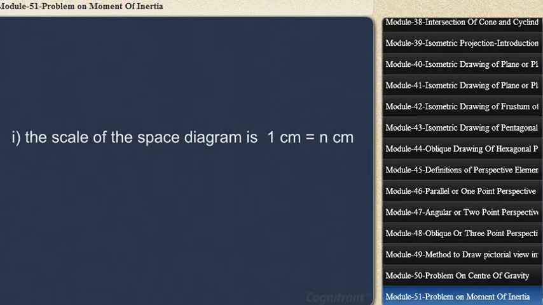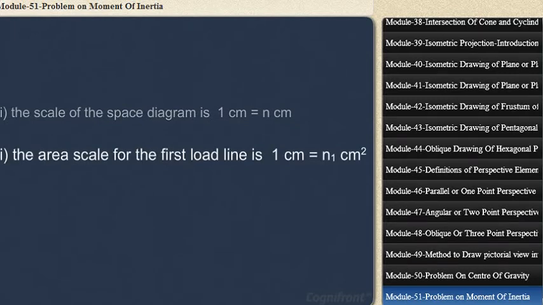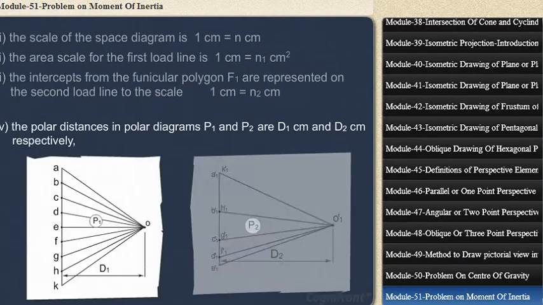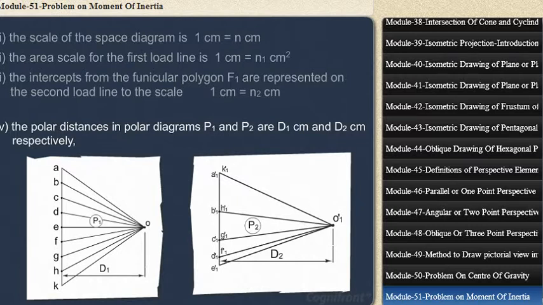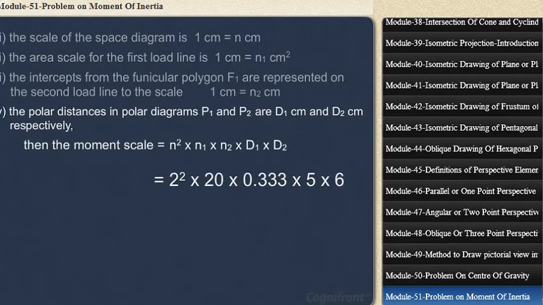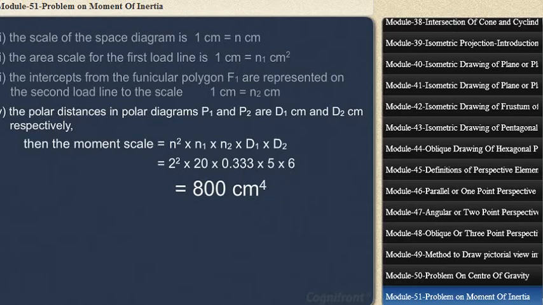If the scale of the space diagram is 1 cm equals n centimeters, and if the area scale for the first load line is 1 cm equals n1 square meters, and if the intercepts from the funicular polygon F1 are represented on the second load line to the scale 1 cm equals n2 centimeters, and if the polar distances in polar diagrams P1 and P2 are d1 centimeters and d2 centimeters respectively, then the moment scale equals n squared into n1 into n2 into d1 into d2, which equals 2 squared into 20 into 0.333 into 5 into 6, which is equal to 800 centimeters raised to 4.